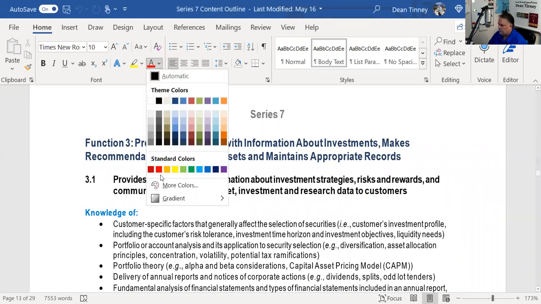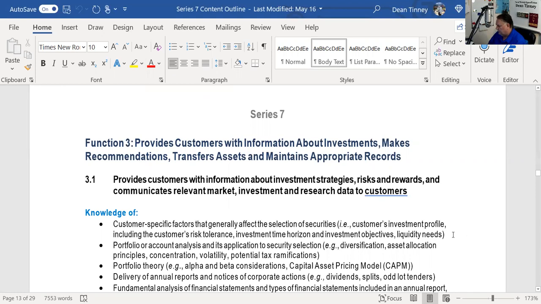Remember, no substitute for lecture, but just to give you an overview of what you're going to be able to get tested on. All right, so knowledge of 3.1. This is all the stuff that is in here you're held accountable for. Customer-specific factors that generally affect the selection of securities. So, we always start with investment profile of the customer. We do a personal balance sheet. We find out about their time horizon, their investment objectives, what are their liquidity needs. When we do that data gathering, usually before we open the account, it informs our decisions on suitability, what would be suitable and what would clearly be unsuitable, given their investment objectives and these items.